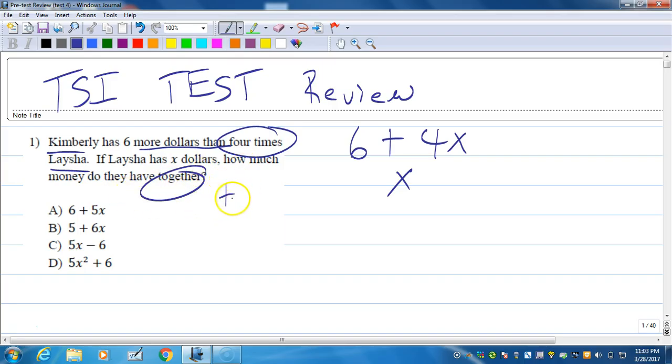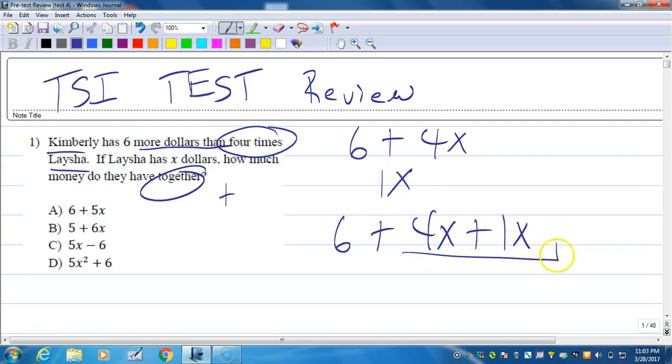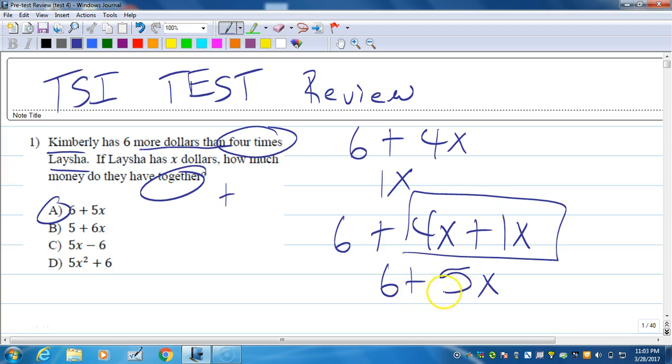Together means we're going to add them. Plus, add. So we're going to add this. 6 plus 4x plus 1x, because there's a 1 here. Well, 4x plus 1x gives us 5x. And then plus 6. And there's the answer.